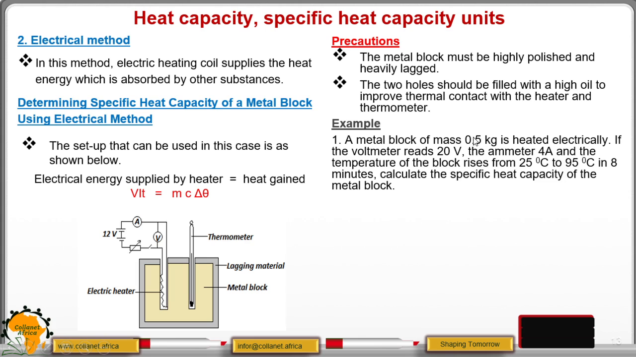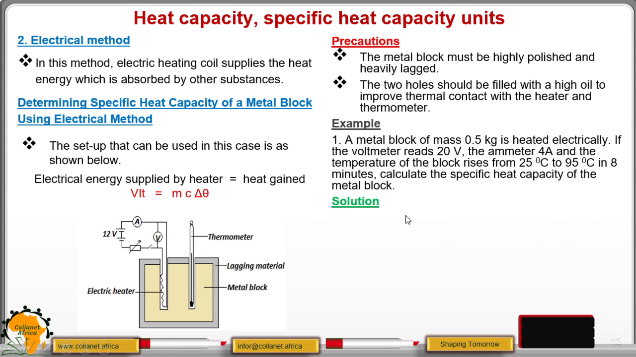A metal block of mass 0.5 kilogram is heated electrically. If the voltage reads 20 volts and the ammeter 4 amperes, and the temperature of the block rises from 25 to 95 in 80 minutes, calculate the specific heat capacity of the metal block.